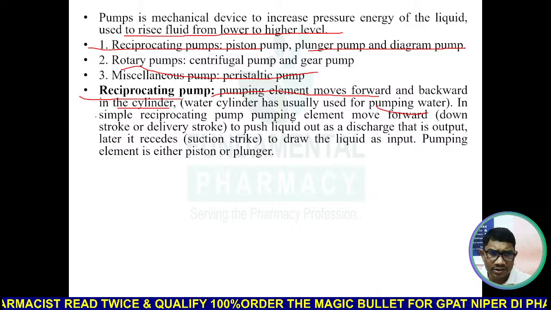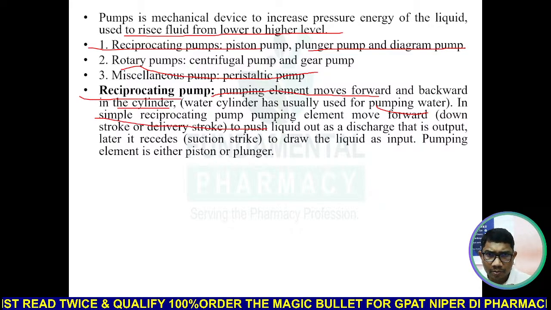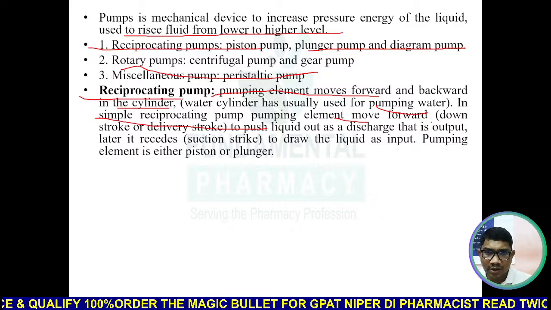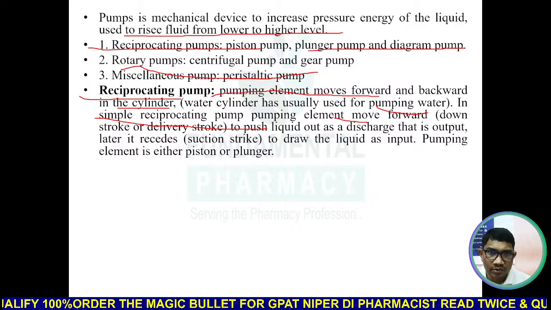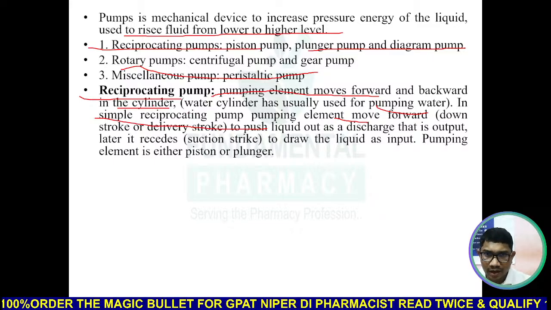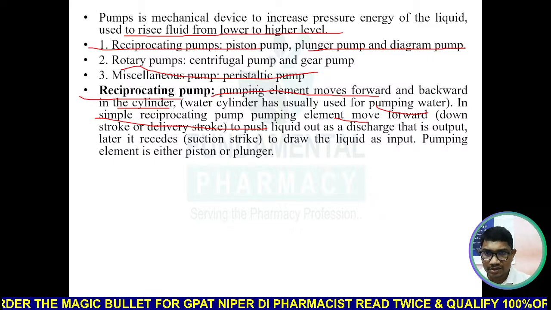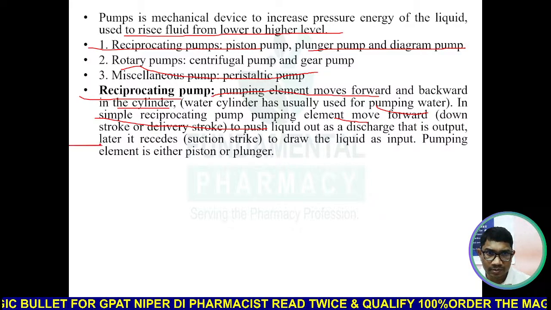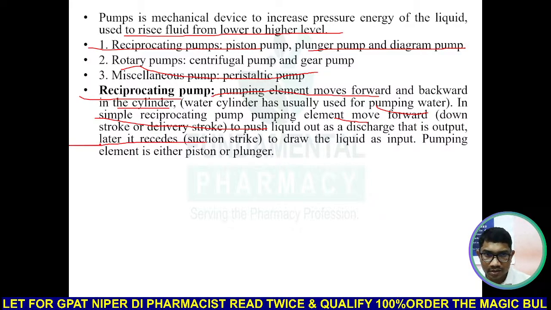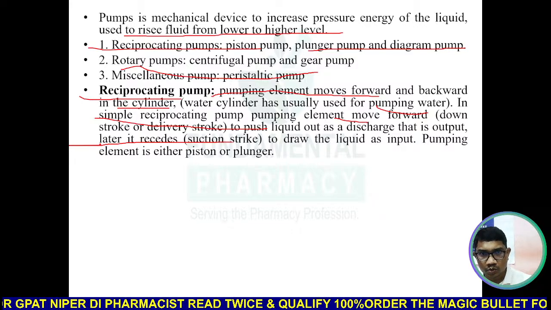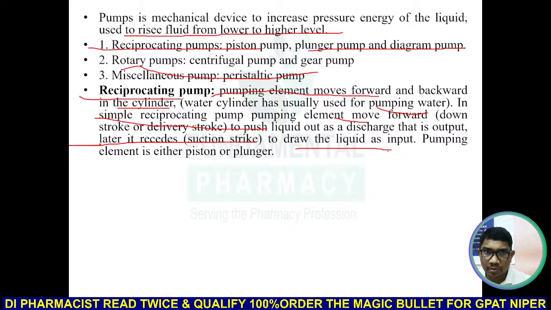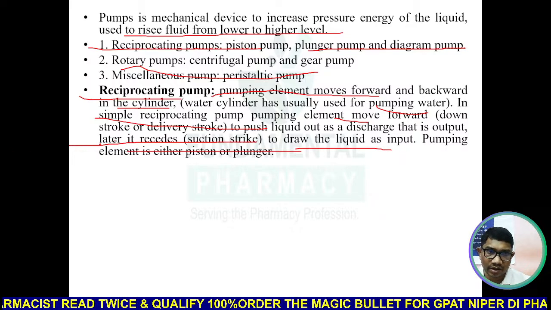In a simple reciprocating pump, the pumping element moves forward, known as a downstroke or delivery stroke, and pushes the liquid out as discharge output. Later it recedes and comes back to the original place due to suction, known as a suction stroke, to draw the liquid input. The pumping element is either a piston or a plunger.